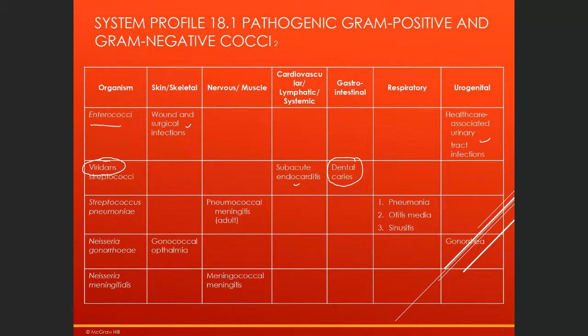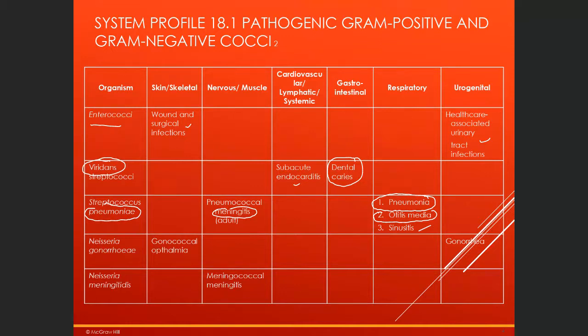Streptococcus pneumoniae is the one that causes pneumonia. So this is the main bacteria that causes pneumonia in humans. And also this is the one that actually causes otitis media, especially in children, and sinusitis. It can also cause meningitis in adults.